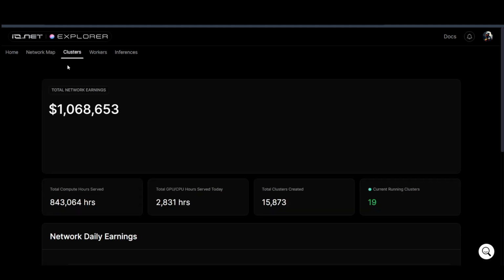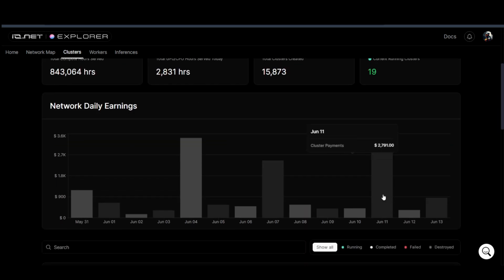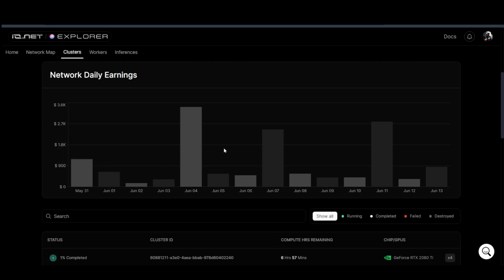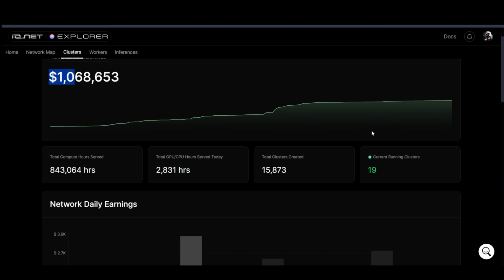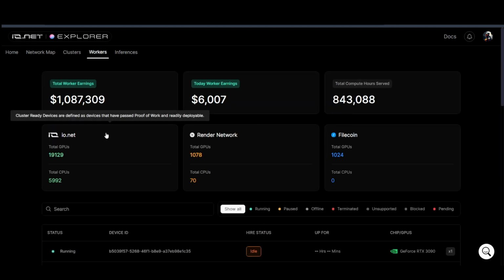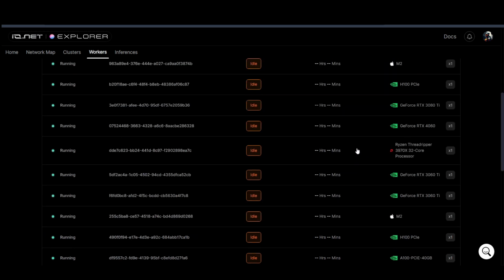After that, we have clusters, and as of now, if you look here, the overall total network earning is over 1 million. Of course, it's not that much, but I think that is going to increase. And this is the daily earning, and that's pretty good. I think it came out around May 31st, and as of now it has been doing pretty awesome. After that we have workers. I think these are the GPUs. We have io.net and Render Network as well as Filecoin. Not sure why we have Filecoin here, but that's pretty good, I think, overall.